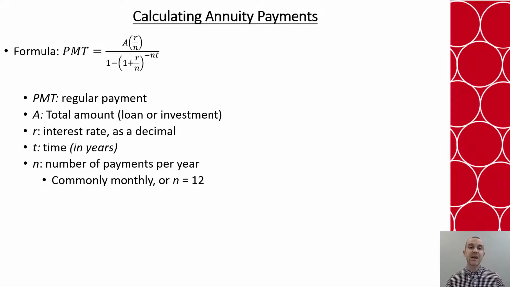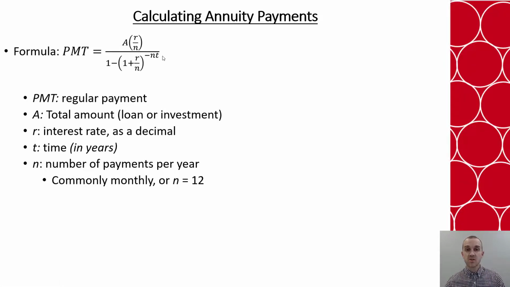Now, when we need to calculate annuity payments, what we recognize is that the payment will equal whatever our total amount that we start with, whether that's the loan or an investment, times the interest rate divided by how many times we're computing payments per year. And that's divided by 1 minus the quantity 1 plus that interest divided by the computations raised to the negative computations times time. Now, time is in years.